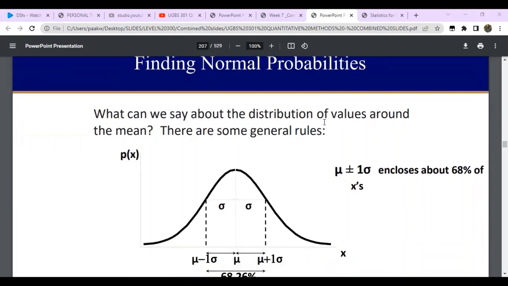So they are still on finding normal probabilities. Okay. So what can we say about the distribution of values around the mean? We are saying there are some general rules.